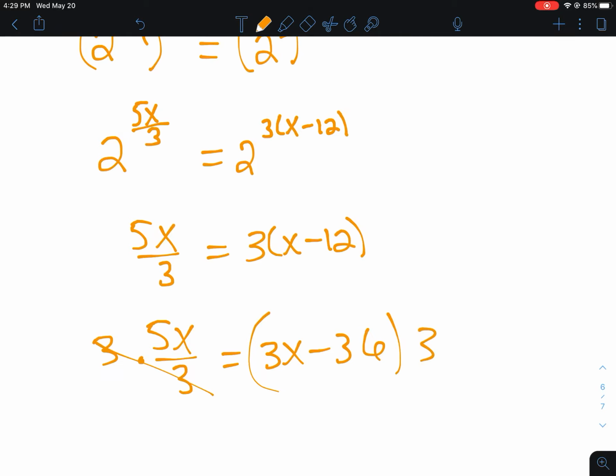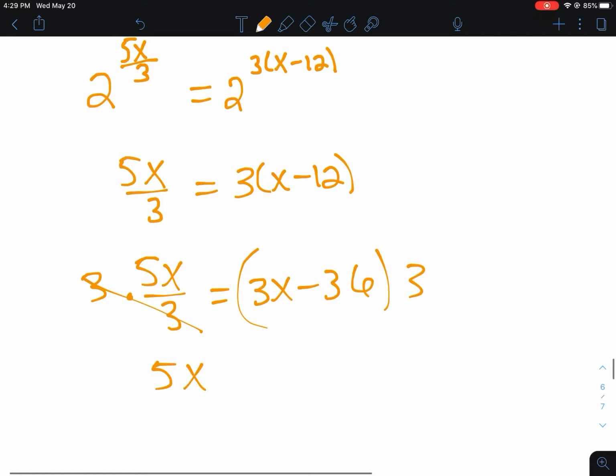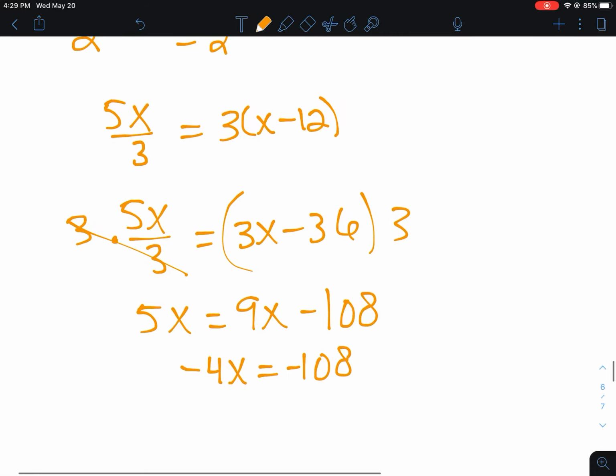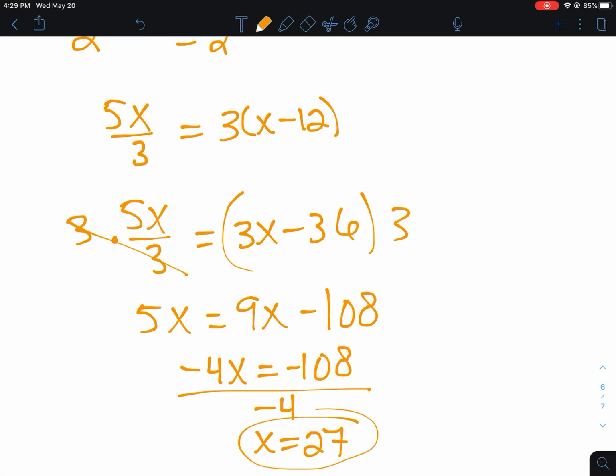Multiply both sides by 3. 5x is equal to 9x minus 108. So negative 4x equals negative 108. Divide by negative 4, and then x is whatever 108 divided by 4 is. 27.